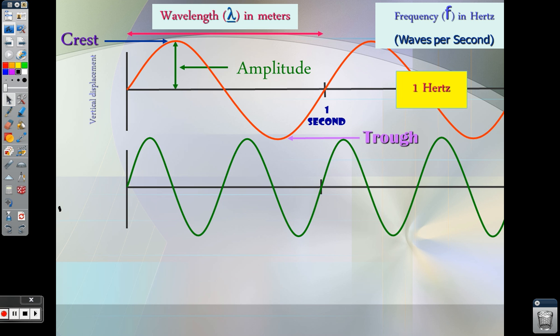All right, so let's draw our wavelength. How long is our wavelength going to be? Is it going to be longer or shorter than our first one? Shorter. Remember, wavelength is one crest, one trough. So it's only going to be that long, because that's one crest, one trough, one wavelength.